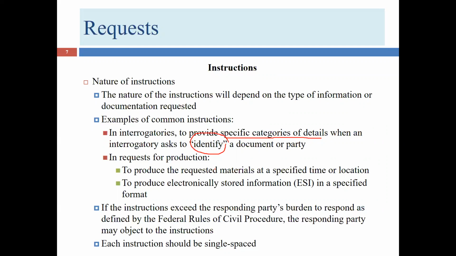It's very common because, again, you, the questioner, want as much information as possible, to veer towards being overly broad and unduly burdensome. And so it's pretty common for the responder to make objections. It's also usual for the instructions to be single-spaced. You could double-space them. There's probably not any rule that prohibits it, but it's pretty common for them to be single-spaced.